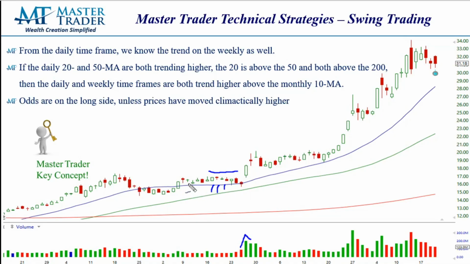Now, you can look at prices and see them going sideways and say, of course, they're not extended, but you'll see how this becomes important as time goes on to measure what's happening through the eyes of these moving averages. So we've got a wide range bar igniting out of a base on increasing volume. Terrific. Suggests that prices are going to go higher.